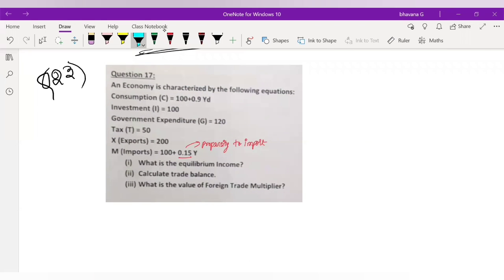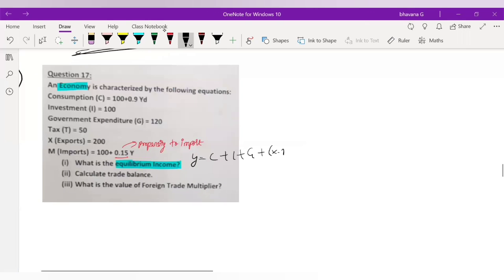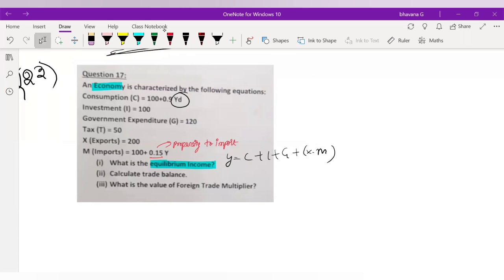Okay. Question number 17. They have told you an economy is characterized by the following equations. So here they have given you consumption, investment, government expenditure, tax, exports, import. What is the equilibrium income? You all know what is the equilibrium income. You will do Y equal to C plus I plus G plus X minus M. Here the same way they have given you YD, you will again transfer it to Y and do. Okay, this one you have already done in so many sums. So I think I'll not repeat it again.